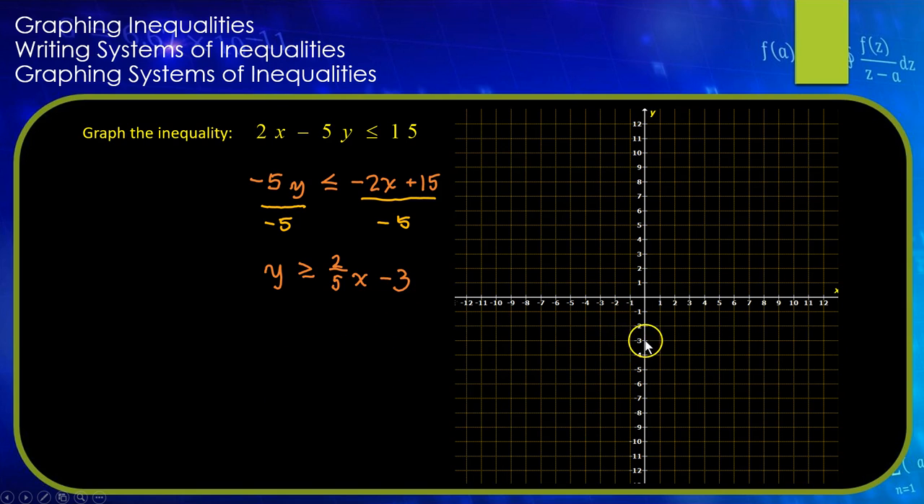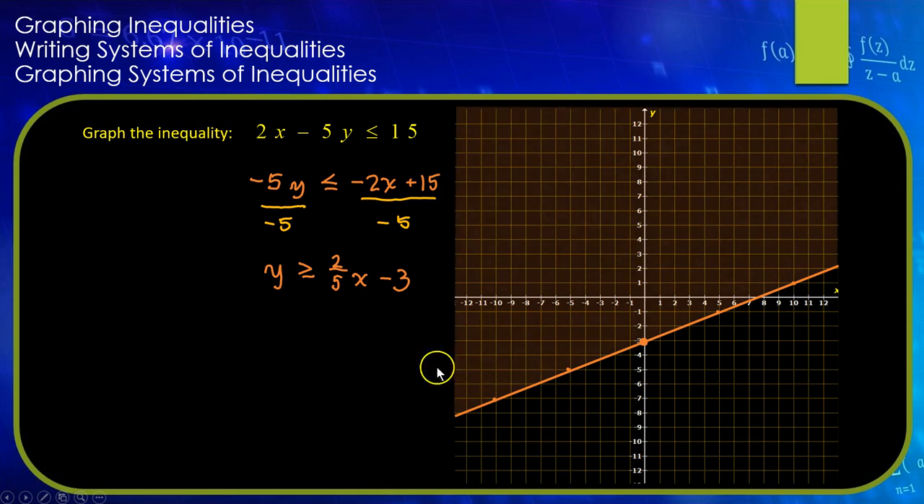So I'm going to start down at -3 for the y-intercept. I have a slope of 2/5, so it's up 2, right 5. And you can see, or down 2, left 5, and there are the other dots that follow along that pattern. So I'm going to draw the line. The line's going to be solid because it's equal to. And because it says greater than, I'm going to shade above the line. So this region up here is what gets shaded.